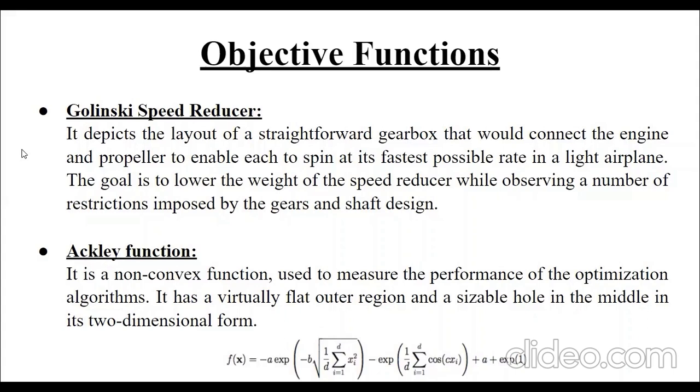If I go through Golinsky speed reducer, this problem represents the design of a simple gearbox, such as might be used in a light airplane between the engine and a propeller, which allows it to rotate at its most efficient speed. In this problem, the objective is to minimize the speed reducer weight while satisfying a number of constraints. The number of constraints is 11, which are imposed by the gear and shaft design practices. So it is basically an engineering problem which we are trying to solve.